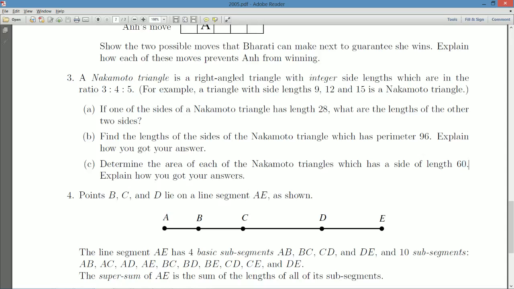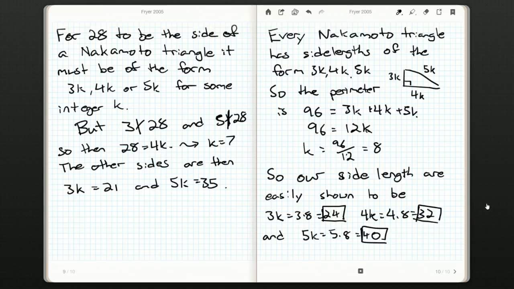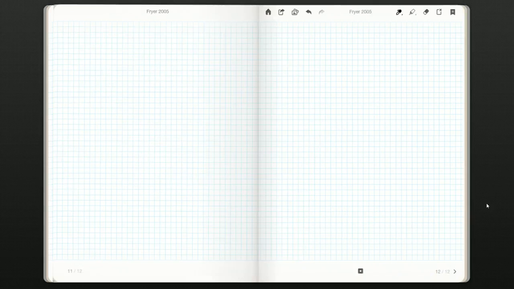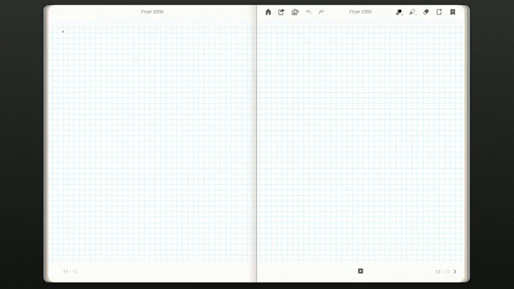But 60 is divisible by 3. 60 is divisible by 4. 60 is divisible by 5. Okay? So really, it could be any one of them. It could be the 3, it could be the 4, or it could be the hypotenuse, which is associated to 5. So we're likely going to get 3 different triangles. So we want the area of each of the Nakamoto triangles. So 3 divided 60, 4 divided 60.